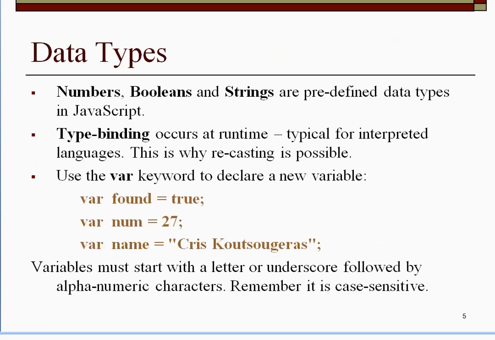Data types. Numbers, booleans, and strings are predefined data types in JavaScript. Type binding occurs at runtime, which is typical of interpreted languages, and that is also why recasting is possible. So a variable, unless it is declared specifically, its type will be bound or defined on first use.